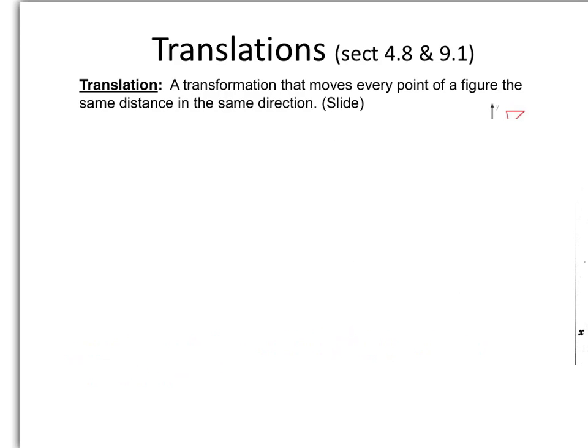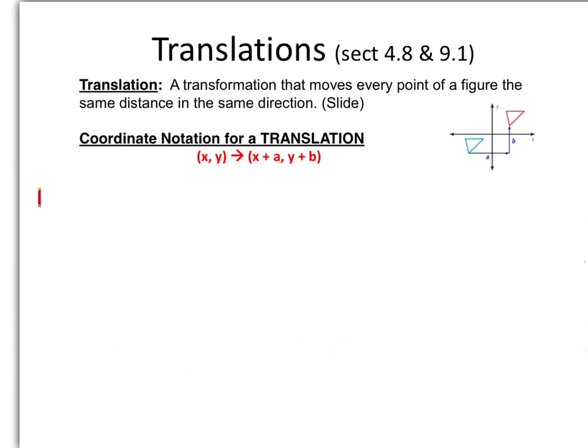Okay, the first transformation that we're going to look at is a translation. A translation is a transformation that moves every point of a figure the same distance in the same direction. I have a little picture right here that shows it, and this particular one moved it a direction to the right and b direction up.